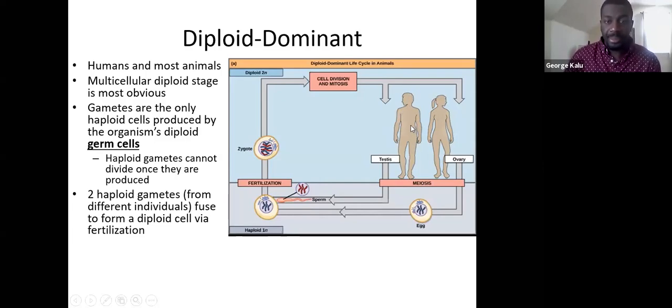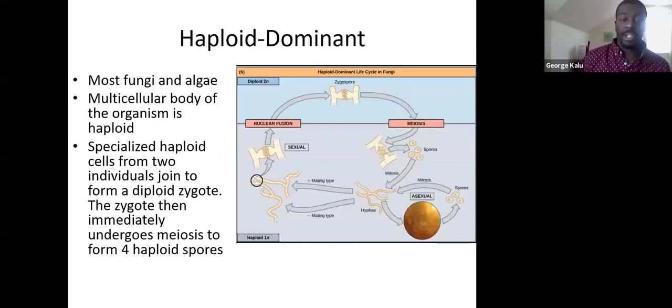Cool. Any questions on diploid dominant organisms? So it's going to be most animals and most humans. The second type is what we refer to as the haploid dominant organisms. This is going to be mostly fungi and algae as well. These are typically the only haploid dominant organisms we're going to see.